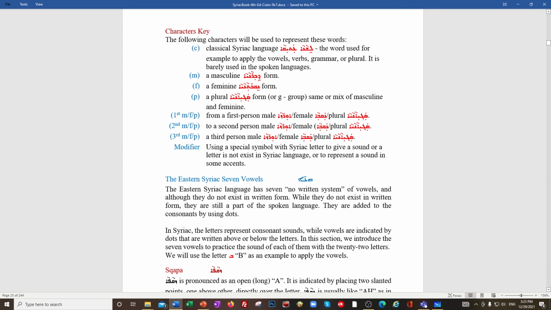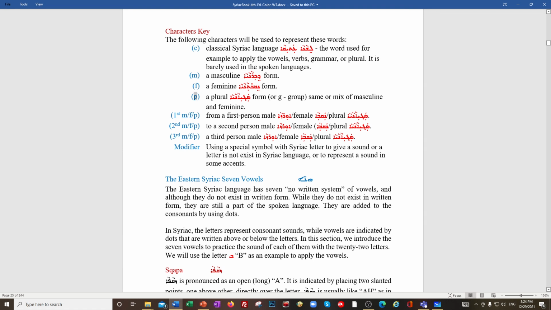If you're going to see M, means masculine form. When you see F for feminine form. By the way, the Syriac language in our language is called Surath. So if I'm going to use Surat or Syriac, I hope you're not going to get confused because they refer to the same language.